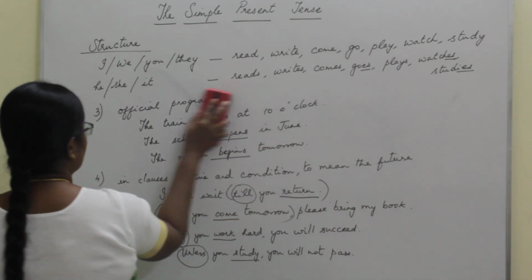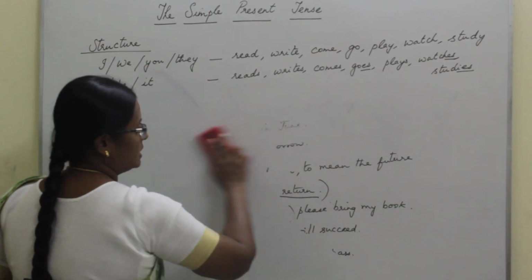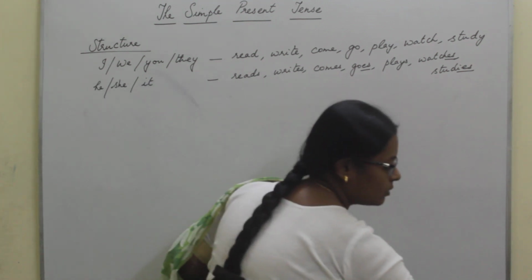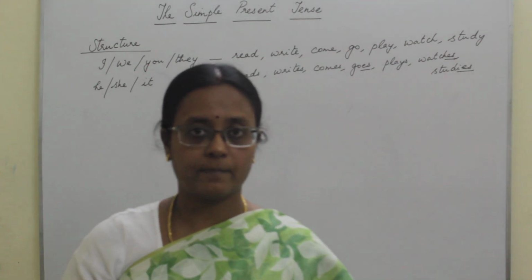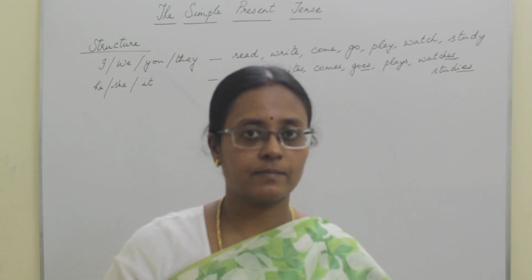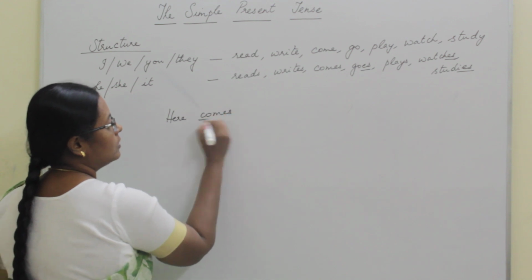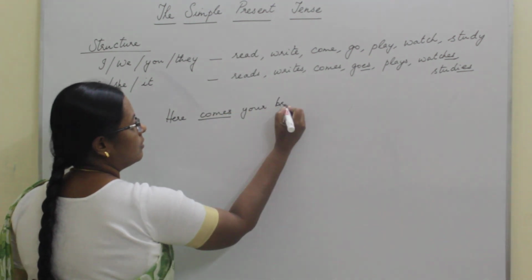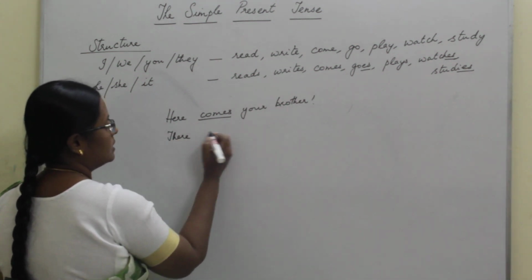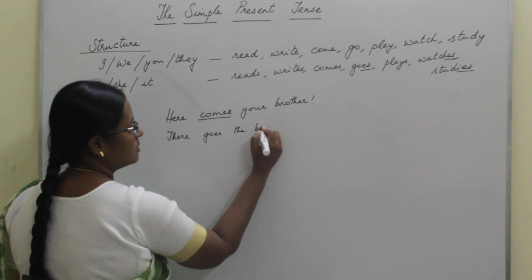So the next use is: the simple present tense is used in exclamatory sentences, especially with the words "here" and "there" to mean what is actually taking place at the moment. You say, here comes your brother. There she goes. See? Here comes your brother. So this is what is actually happening at the moment. But these are exclamatory sentences. There goes the bus.